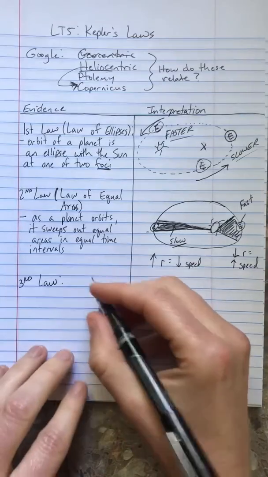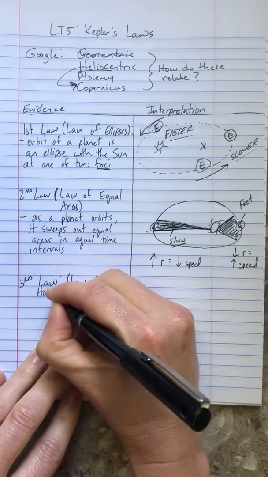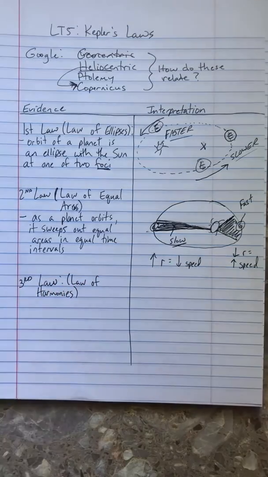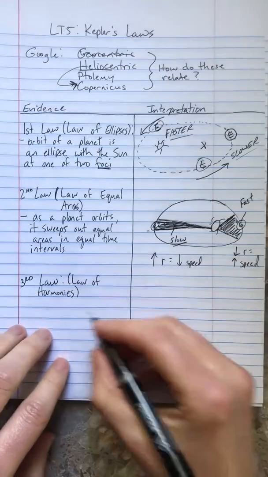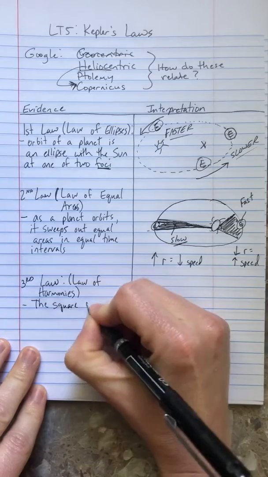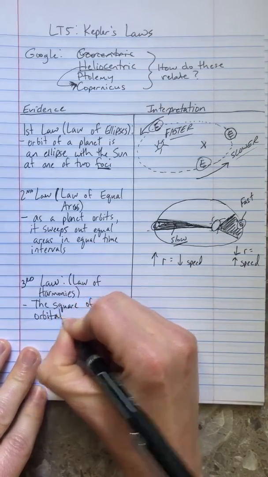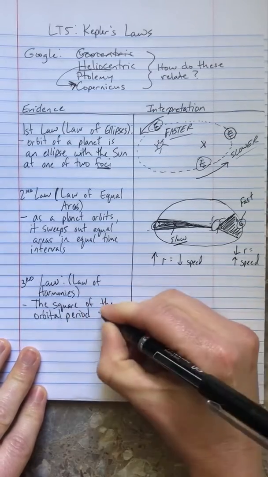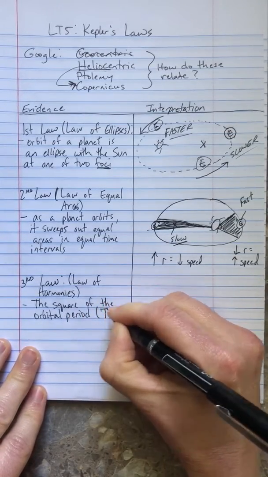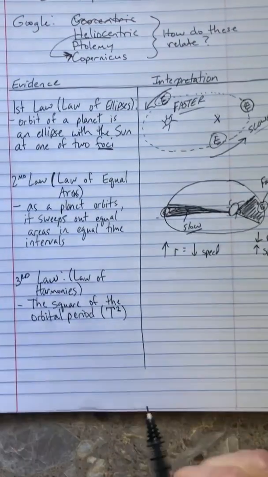Third law, also called the law of harmonies. So think about harmonies, like everything is in sync, all right? Everything is harmonious. Hopefully everything's harmonious in your life, all right? So the law of harmony says that the square of the orbital period, so remember, that would be this thing squared. That should look really familiar based on what you just did in that gizmo.